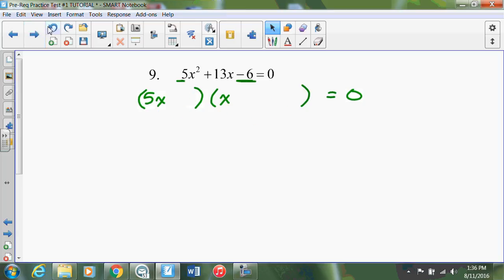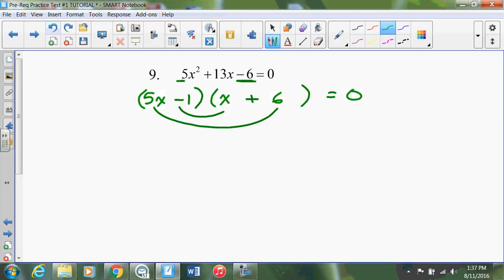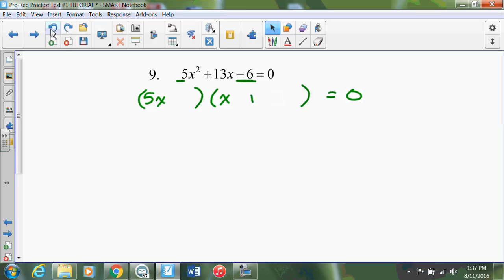Okay. What if I did it the opposite way? I could put the 6 here. We can already see that's not going to work, and the 1 there, because then I would have 30x minus x, which is going to give me 29x, and that's not 13x. So that's not going to work either. So I know that I have to use 2 and 3.